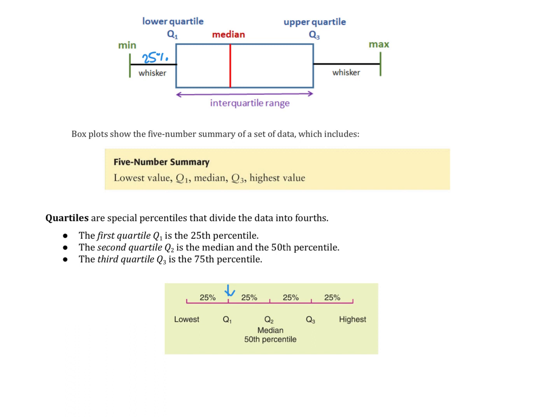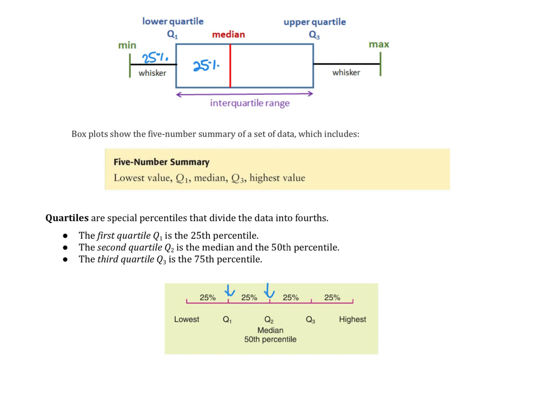The second quartile is the median, which is the 50th percentile. 50% of the data falls at or below the median. And the distance between Q1 and Q2 contains 25% of the data as well. So that left-hand side of the box contains 1/4 of the data values.